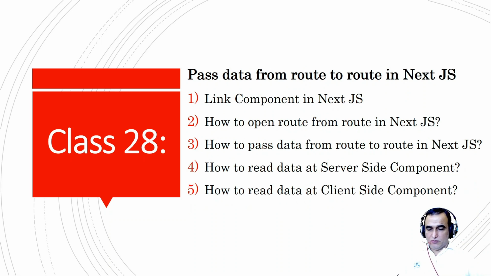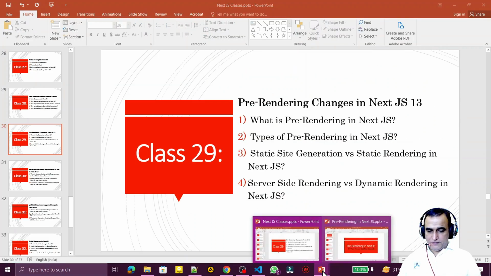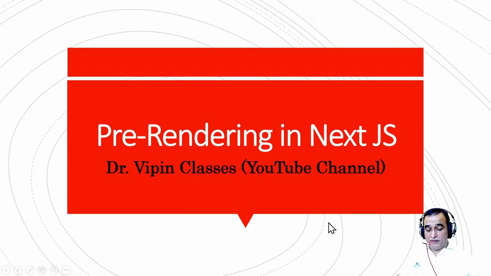In the last video, number 28, we learned how to pass data from route to route in Next.js. Now, in this video number 29, we are going to learn the pre-rendering concept and the changes made in Next.js 13. What is pre-rendering, what are the types of pre-rendering, and what updates and changes did Next.js 13 make in the pre-rendering concept? We are going to understand that. It's a very important concept if you want to be a full stack developer. For that, we open another PPT to understand pre-rendering in Next.js.